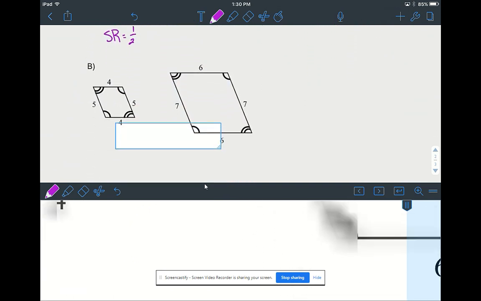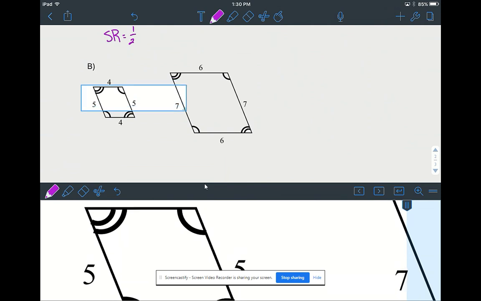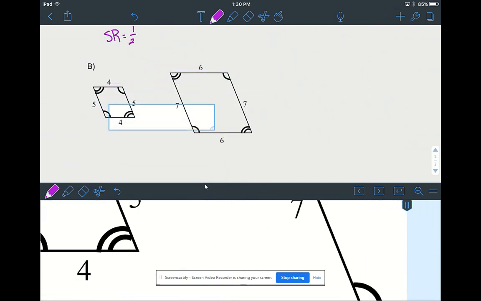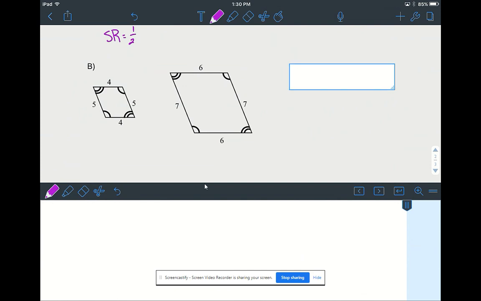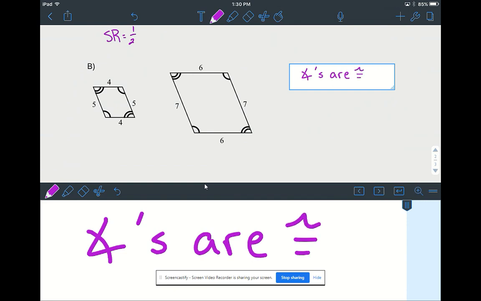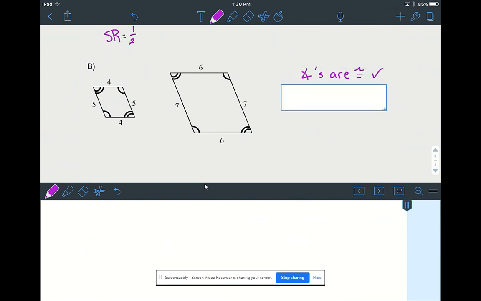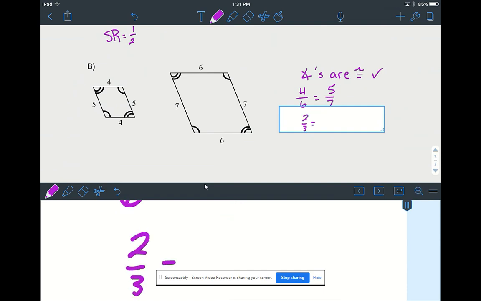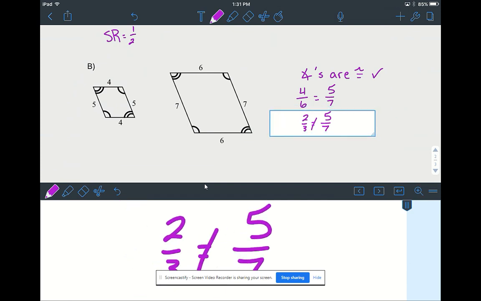All right, let's try and figure out B. We've got the coding. Opposite angles are congruent. So we are good there. So angles are congruent. Check. Now we need to figure out once again if these sides are proportional. So it looks like 4 to 6 and 5 to 7. Well, 4 to 6 reduces to 2 to 3. 5 to 7 does not reduce. So this is not a true statement. So slash through that equal sign. Your sides are not proportional.